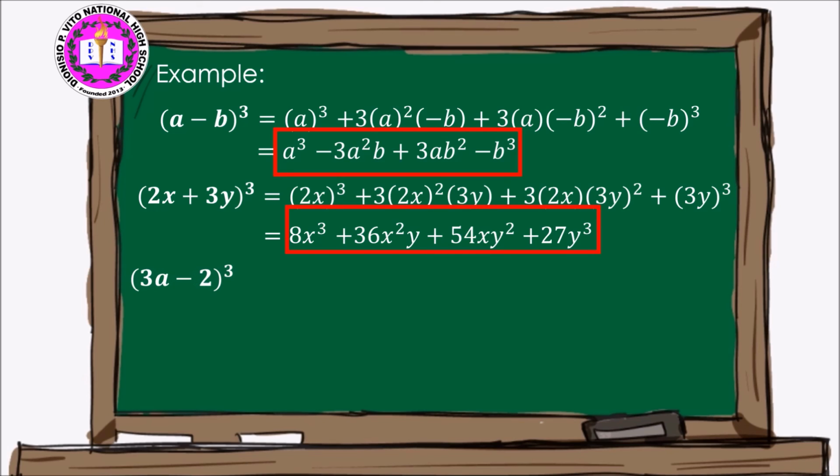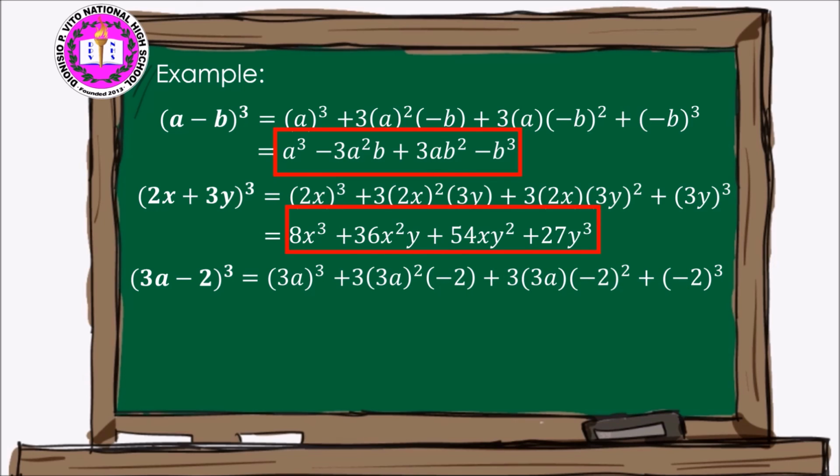Another one is 3a minus 2 cube is equal to, so we have the cube of the first term, which is 3a cube, plus thrice the product of the square of the first term and the second term, which is 3 times 3a squared times negative 2, plus thrice the product of the first term and the square of the second term, which is 3 times 3a times negative 2 squared, plus the cube of the second term, which is negative 2 cube.